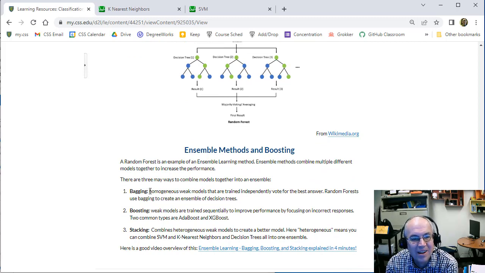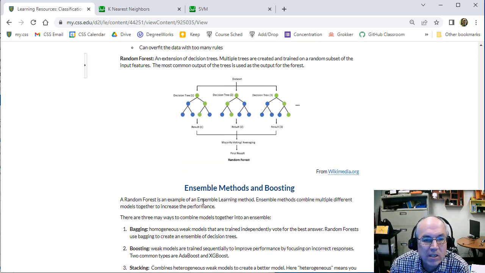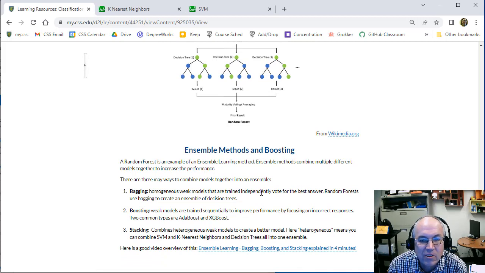This bagging collects homogeneous weak models that are trained independently and vote for the best answer. So that's a random forest. So again, homogeneous means they're all the same types of models. They're all decision trees here. There's not a support vector machine in here. They're all decision trees. They're all independent. We train each one independently on a different set of the data, and then they vote on the best answer. Now, that's not always the best solution.